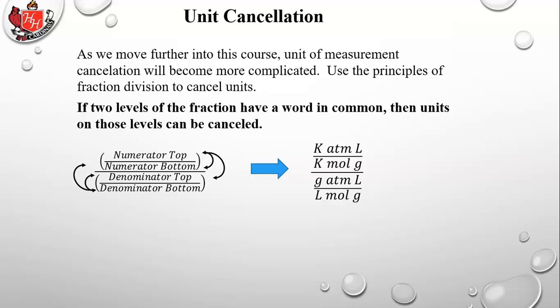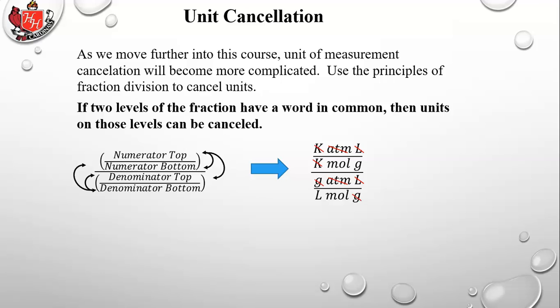So there you have a whole bunch of random units I threw together just for the sake of practicing this. So we start with the Kelvin and the Kelvin. Those are in numerator top and numerator bottom, so they have the word numerator in common, so they can cancel. Atmosphere and atmosphere. One of them is in numerator top, the other is in denominator top. They both have the word top in common, so they can cancel. Liters and liters. One of them is numerator top, the other is in denominator top. They both have the word top in common, so they cancel.